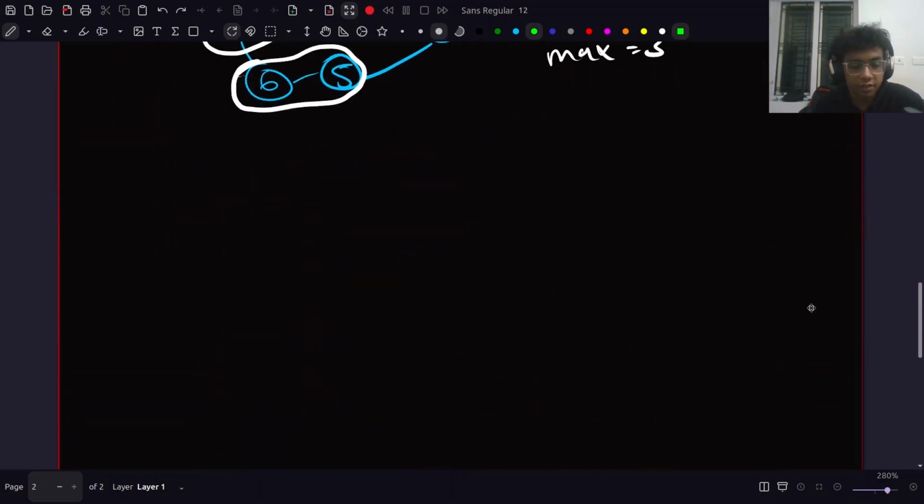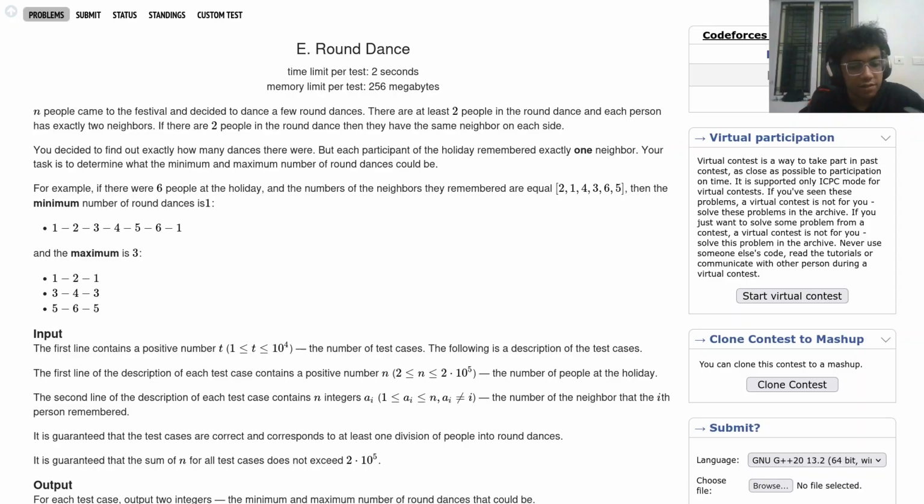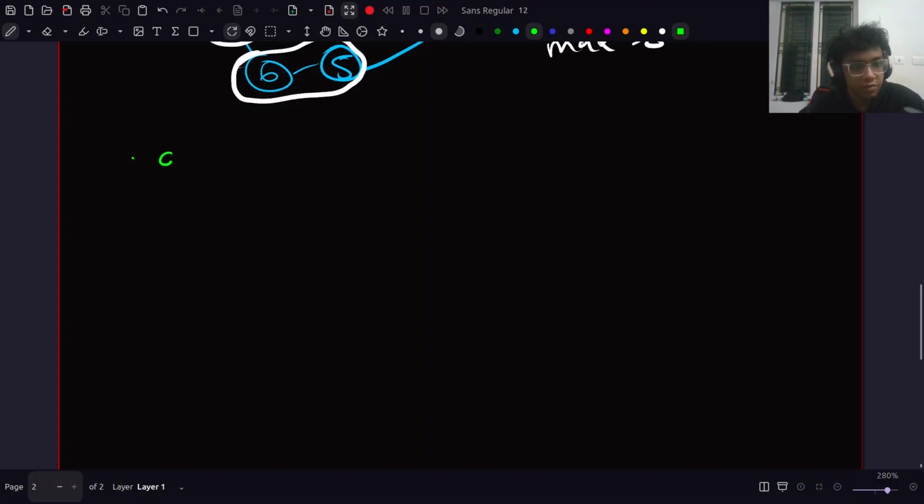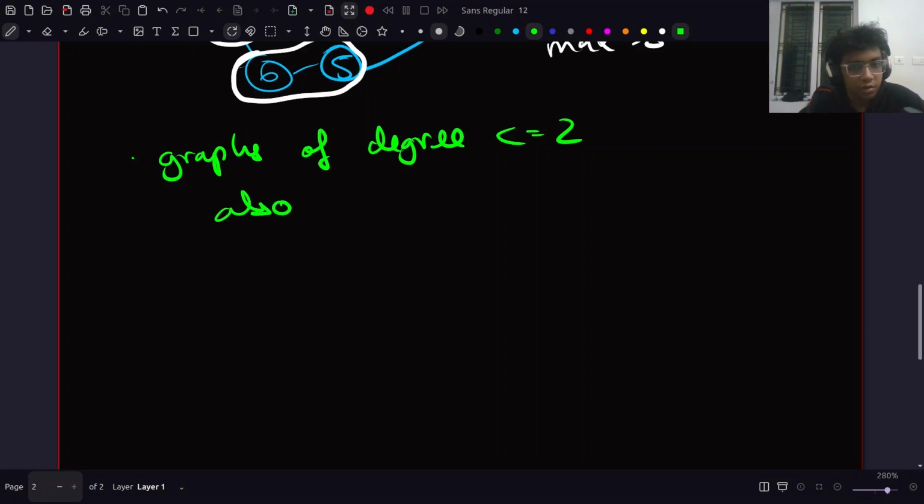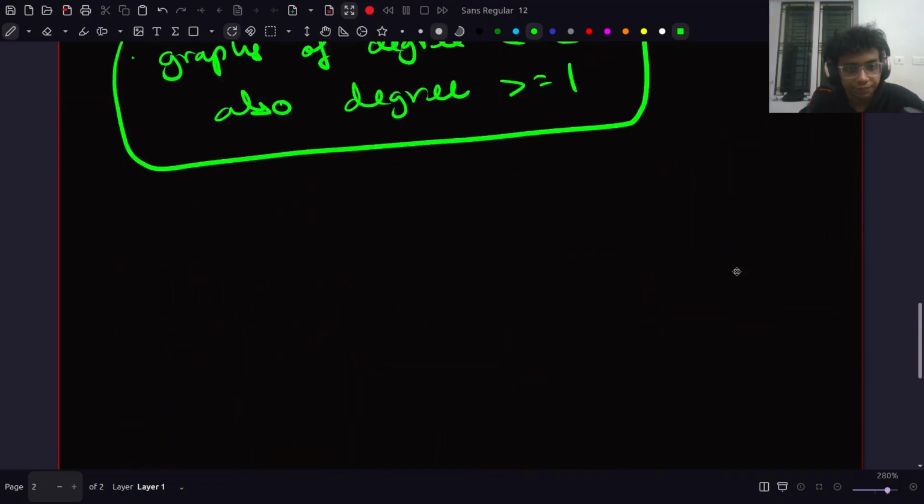So let's take another example graph. Obviously, since there can be at most two neighbors, these will be only graphs of degree less than or equal to 2. Also, since each node is connected to at least one other node, the degree is also greater than or equal to 1. So these are very special types of graphs which hold these two conditions.